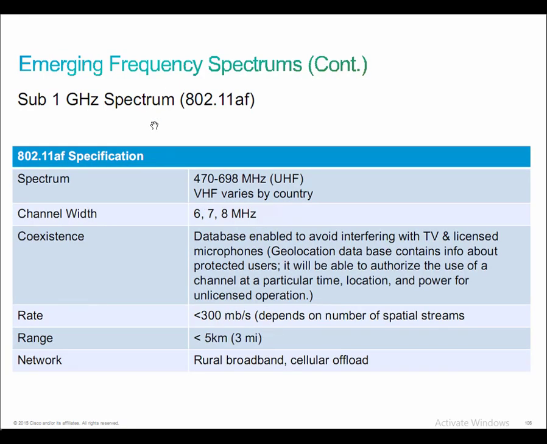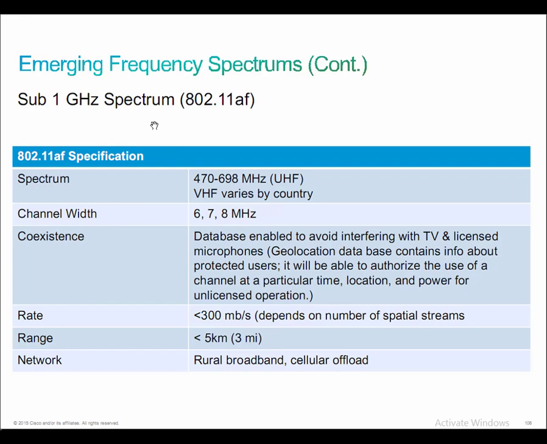Right, the AF specification was actually approved in 2014. It's called TVWS, or Wi-Fi, or Super Wi-Fi. All kinds of interesting names for it. Less than 300 megabits per second, but a range of 3 miles.